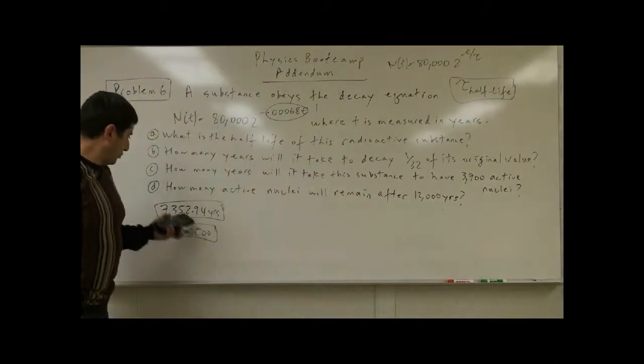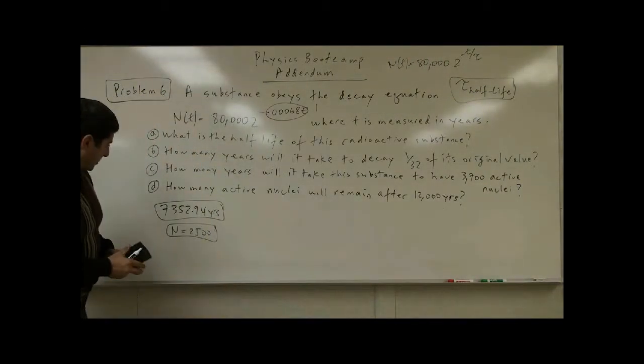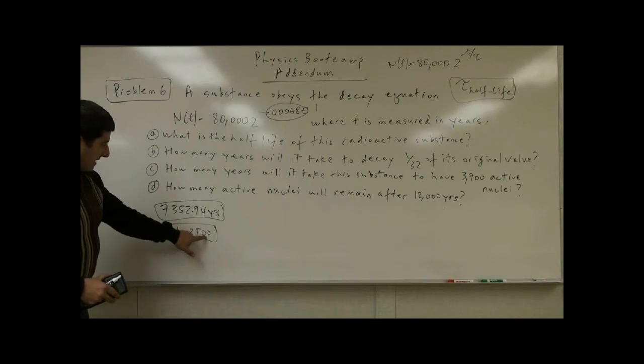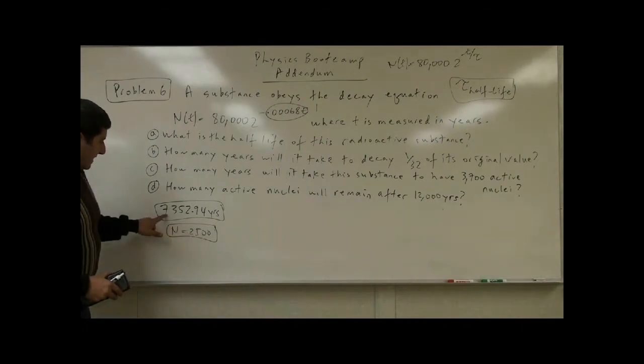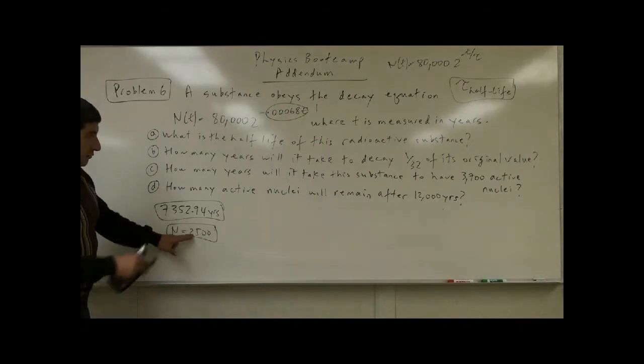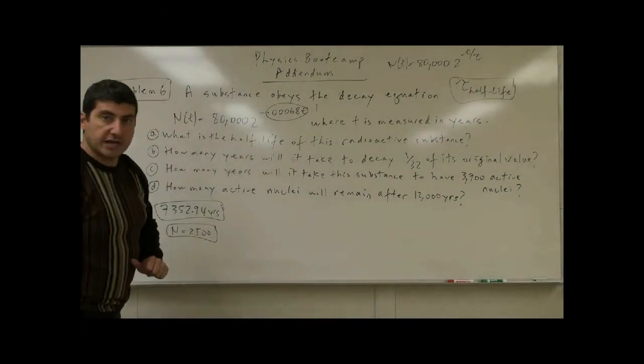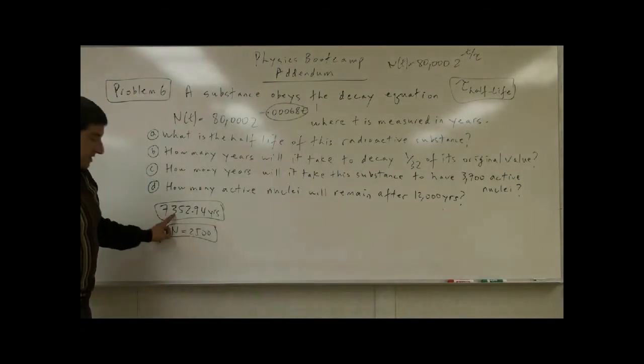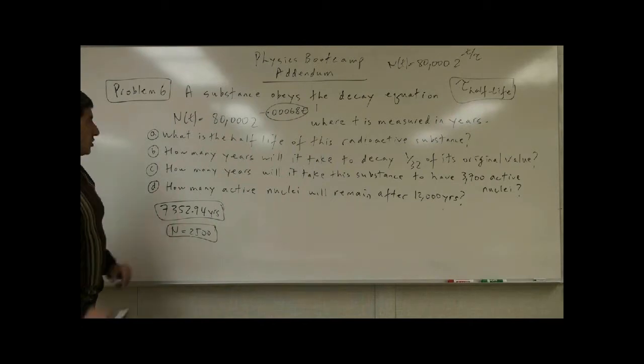Well, it should be less than 7,000 years, right? As you notice here, 2,500 active nuclei will remain after 7,300 years. If I want 3,700 active nuclei, it's going to be a little less time than this, right? So how do we do that?